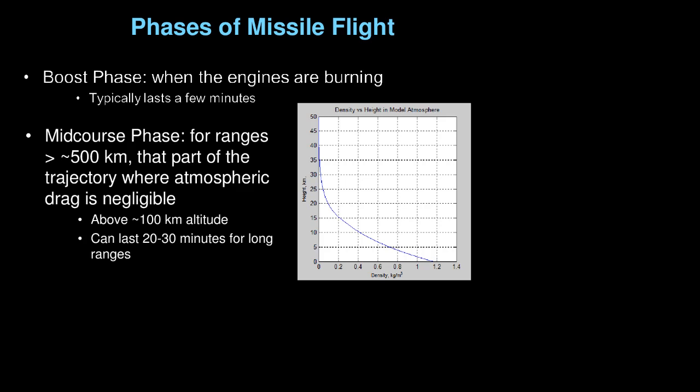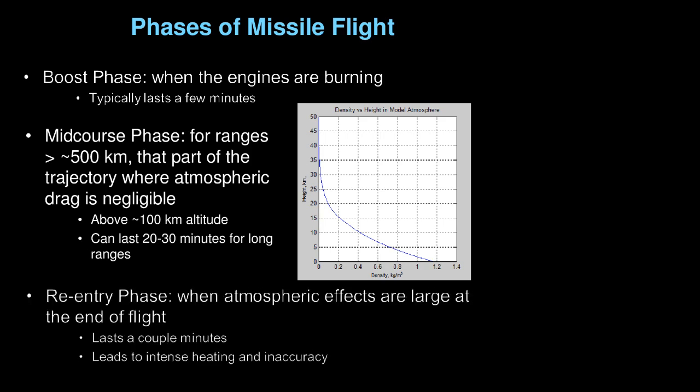Then it's followed by the mid-course phase. For ranges longer than about 500 kilometers, it will go high enough to be above the sensible atmosphere, which people typically think of as about 100 kilometers. And at that point, it's just traveling under the influence of gravity. I've put over here on the side just to remind you that the atmospheric density is essentially exponential. And so as you go up, it gets quite thin, but for high speeds it still can be problematic up at 80 to 90 kilometers. This phase for long-range missiles can last 20 to 30 minutes.